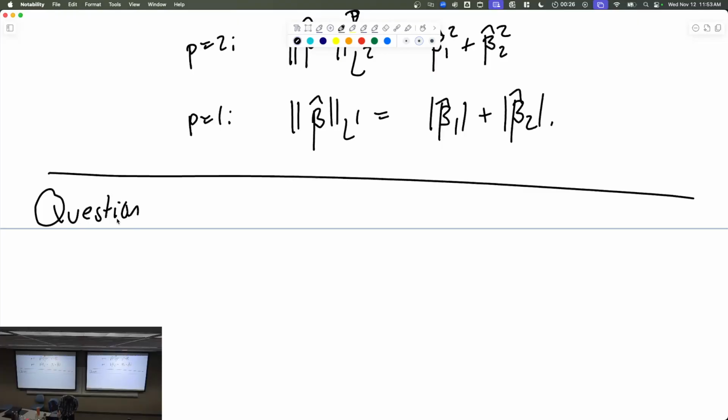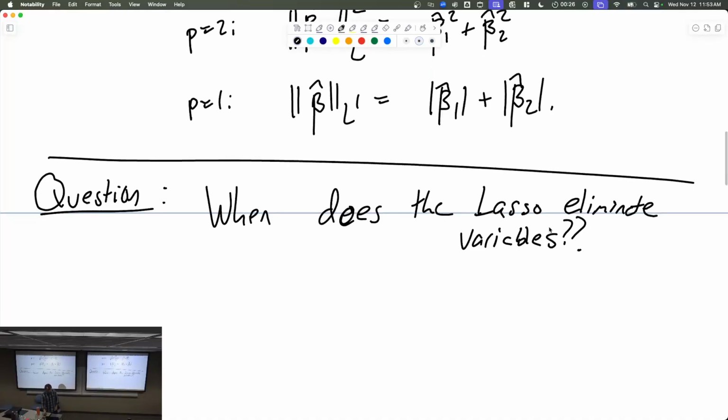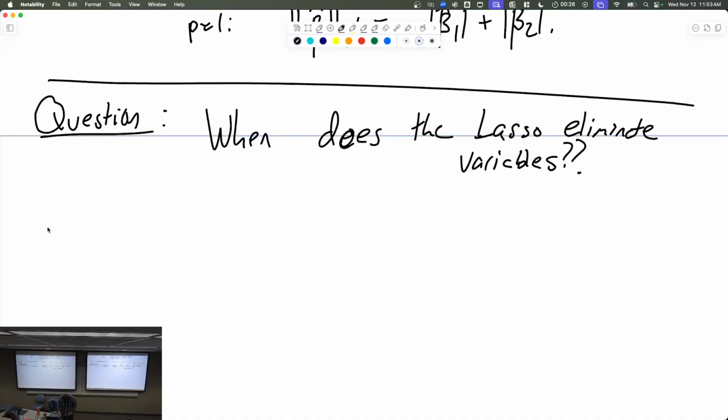Question. When does the lasso eliminate variables? So in what situations will that corner on the loss surface be enough that the minimum is really on the side, and in what situations is it not enough? Okay, and we're going to learn one more fact that's going to help us with this.